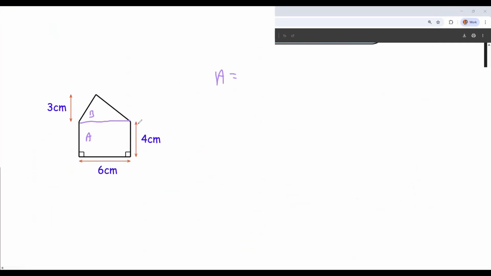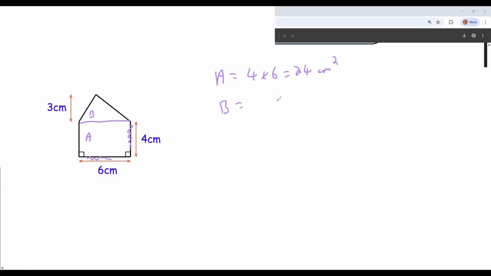So shape A is going to be this 4 times by this 6. So 4 times by 6 gets us 24 centimeters squared. Okay, next. We've got this triangle. Now the triangle area is going to be half base times by height.